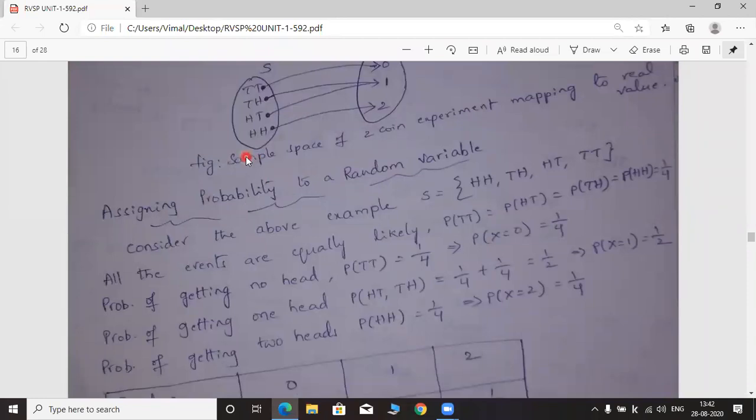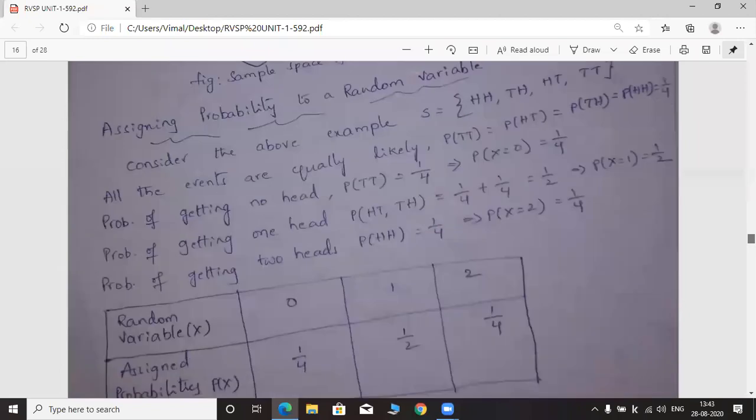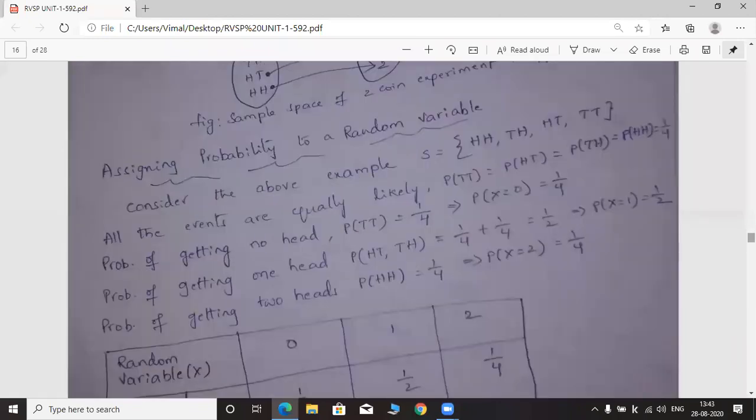So consider the same example, assigning probability to a random variable. How can we assign a probability to a random variable? To explain this concept, consider the same experiment, that is tossing two coins. If we toss two coins, then the sample space is the same as above: HH, HT, TH, and TT. So these four are the possible outcomes in the sample space.